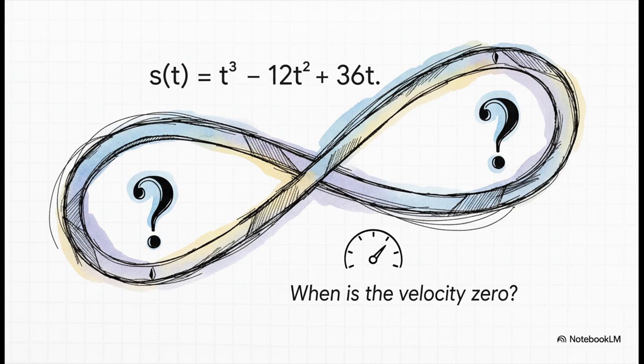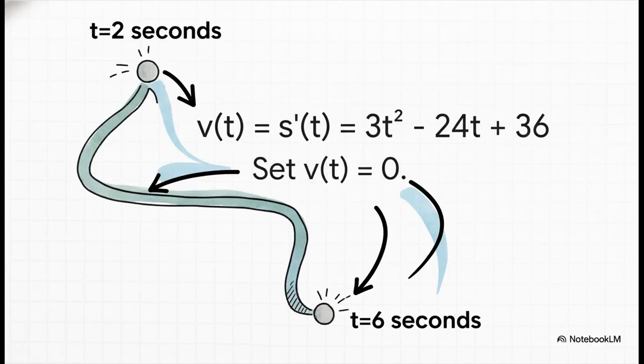It means your velocity is 0. And what's velocity? Well, we just learned. It's the derivative of position. So the process is exactly the same. First, find the derivative of that position function. That gives us this new function for velocity, v of t.